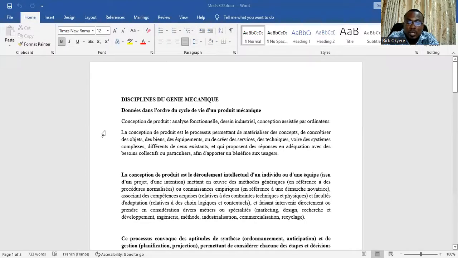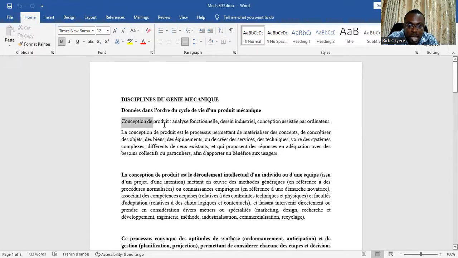Donc, si vous voyez mon écran, if you see my screen, what we have here is les disciplines du génie mécanique. That is the various disciplines, or the processes in mechanical engineering. What are the various areas or processes a mechanical engineer goes through to create a product? So for today, we are going to focus on one main discipline, which is la conception du produit. That is the conception of product.